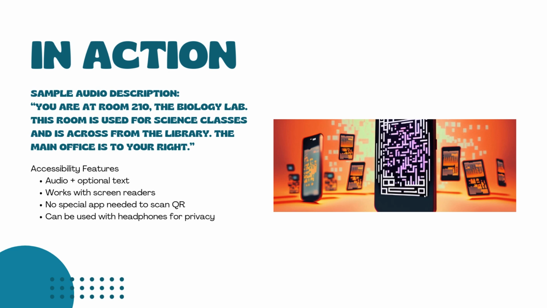How it would work is the student would just scan it, and the audio would come on and let them know, for example, you're at room 210, the biology lab. This room is used for science classes and is across from the library. The main office is to your right. Other features include audio with optional text. It works with any reader, no special app is needed, and it can be used with headphones for privacy.